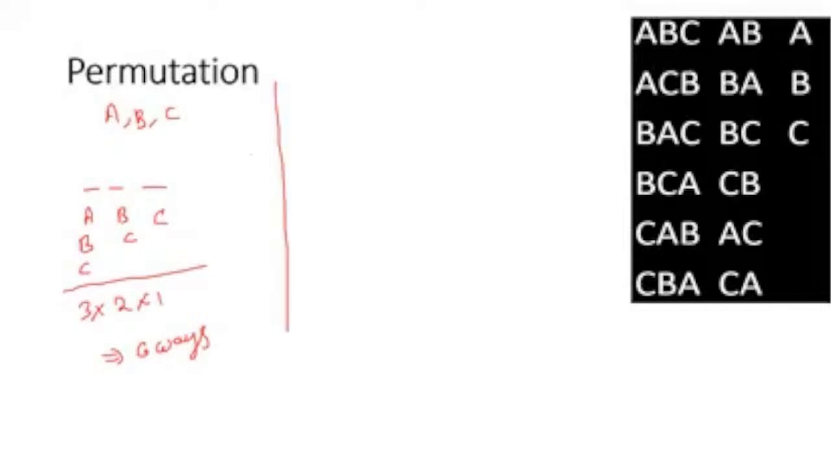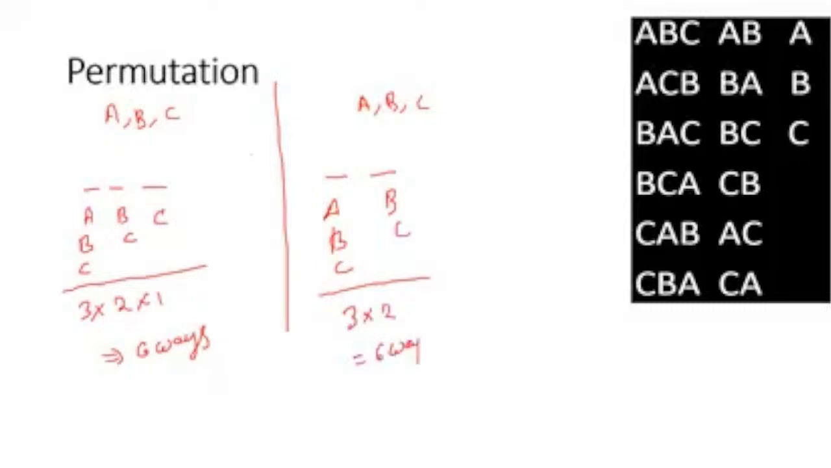Suppose in ABC I want to arrange only two elements: for the first priority I can pick any of the three elements, then for the second, 3 into 2, which is 6 ways. For the last position, I have only one element to select. So combination or permutation, both will give the same result here. I hope everyone is clear with the meaning of permutation.